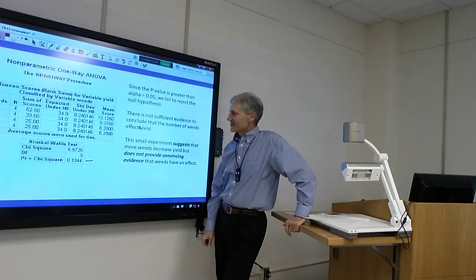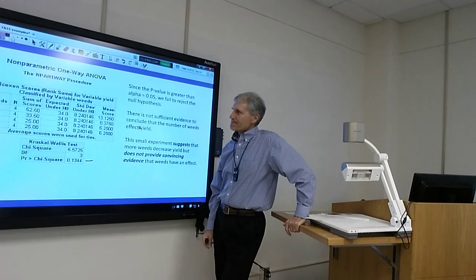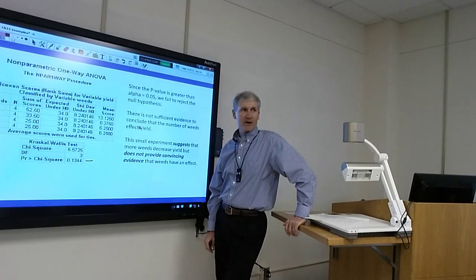Right? So there is an effect due to weeds. It's just with only 4 experimental units per group, you don't have enough power to pick it up.